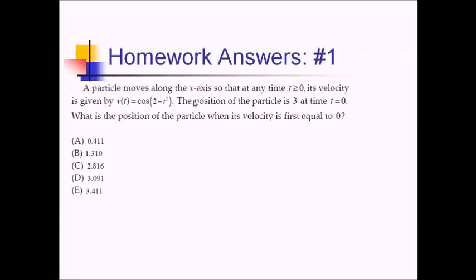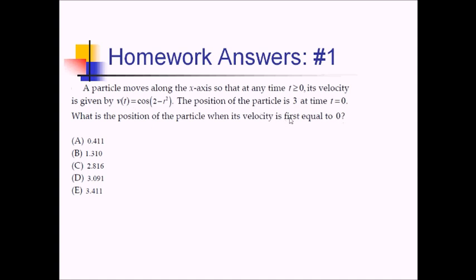For this problem, we have a particle moving along the x-axis so that at any time greater than 0, its velocity is given by this function. We're given the position of the particle at time 0, it's 3. We want the position of the particle when its velocity is first equal to 0.